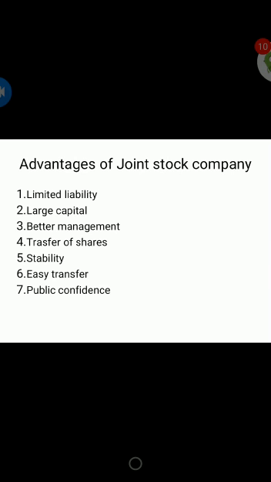The next is better management. Why better management? In a company, ownership is separate from management. The owners are the shareholders and they do not take any part in the management. Management means who is going to manage the company. It may be the board of directors. This board of directors will be elected by the shareholders, so the directors are appointed by the shareholders.